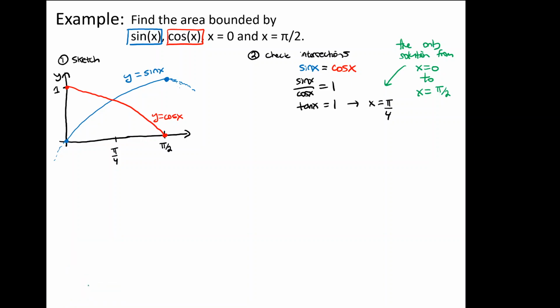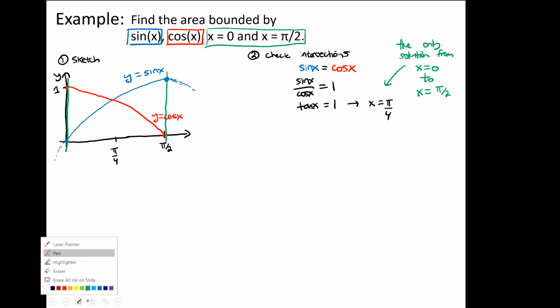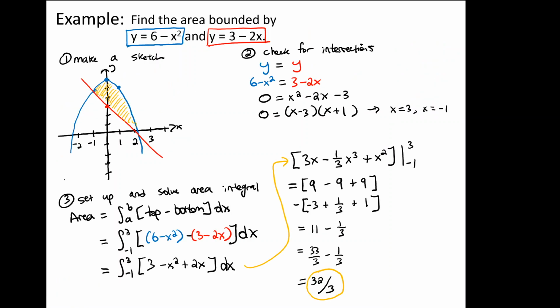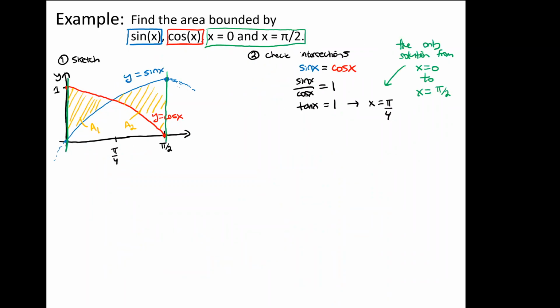So here's my line x is equal to 0. Here's my line x is equal to pi over 2. And notice what has happened here. We have two different areas. I'm going to call the first one area 1, call the second one area 2. So this is new. This hasn't happened to us yet. We haven't had to do this type of a problem until this example.